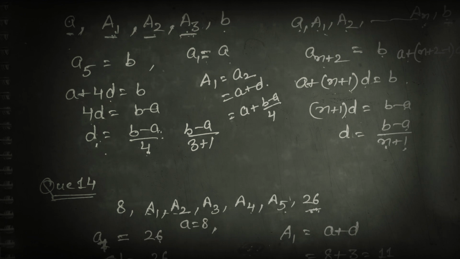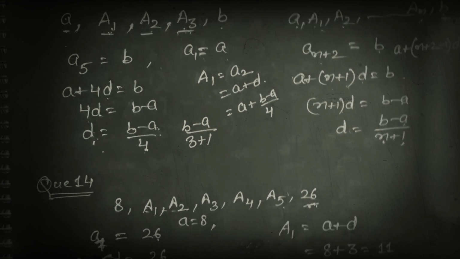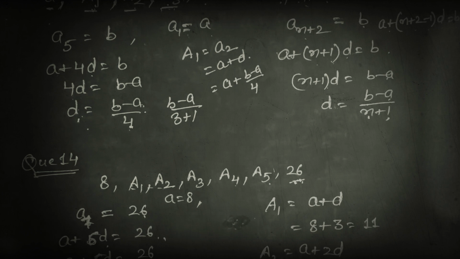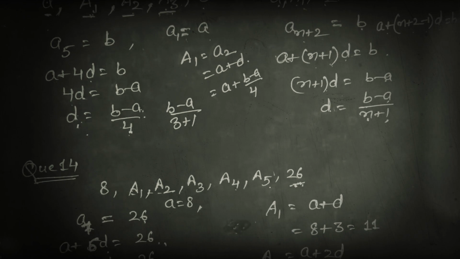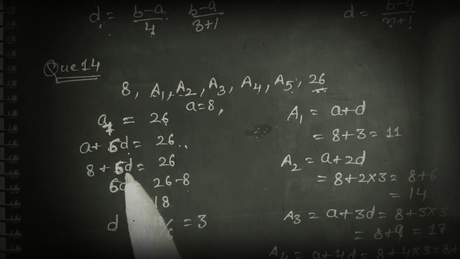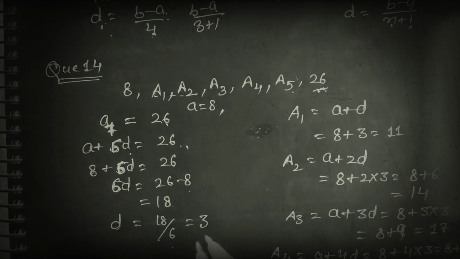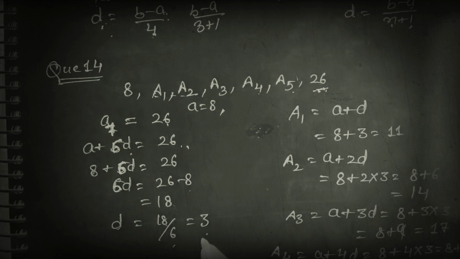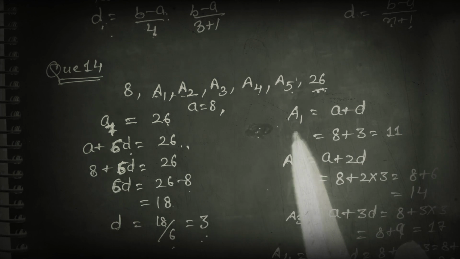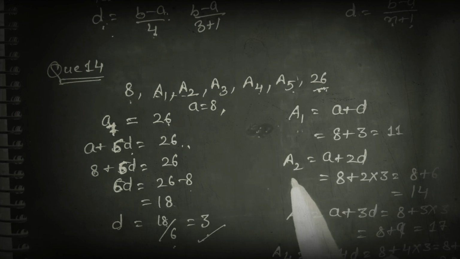8 plus 6D is equal to 26. 6D will be 26 minus 8. So it is 18. Look at this, 6D is equal to 26 minus 8. So it is 18. So D will be 18 upon 6, which is 3. Same we will find, if D is 3 and A is 8, we can find A1, A2, A3, A4 and A5.